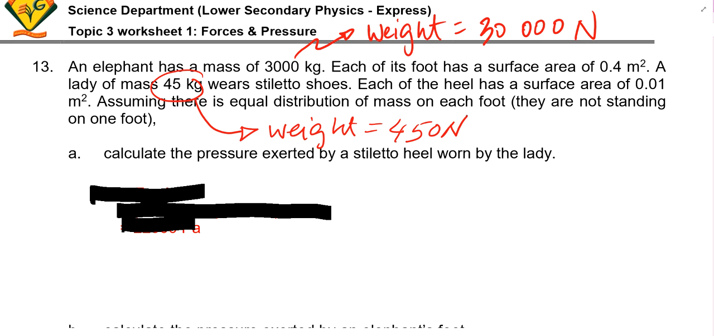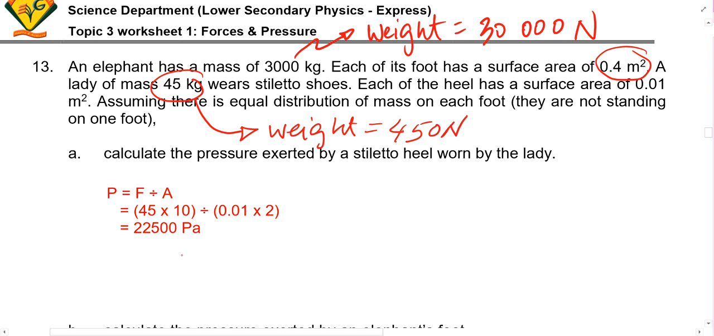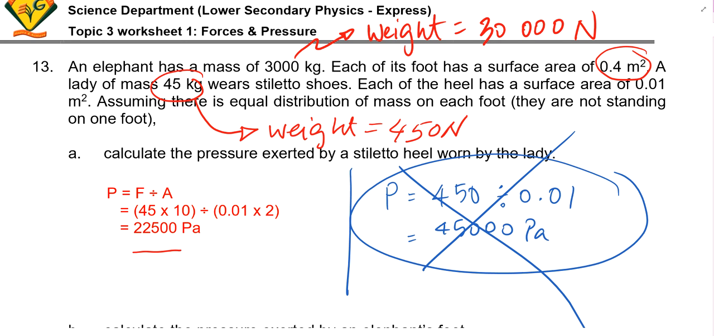Weight is a force. Okay, so for the elephant, each foot has a surface area of 0.4 square meters. For this lady, each heel has a surface area of 0.01 square meters. Assume there is equal distribution of mass on each foot. Calculate the pressure exerted by the high heel for the lady. Okay, so pressure equals force divided by area. And in this case, the force will be... 22,500 pascals. This is wrong. Okay, next.